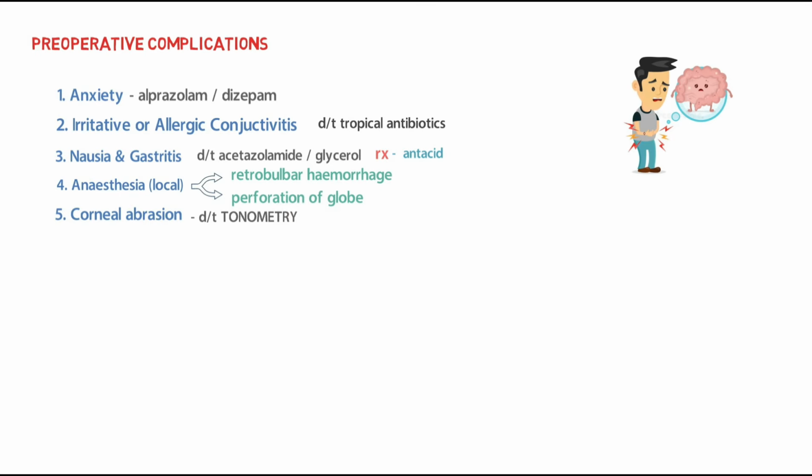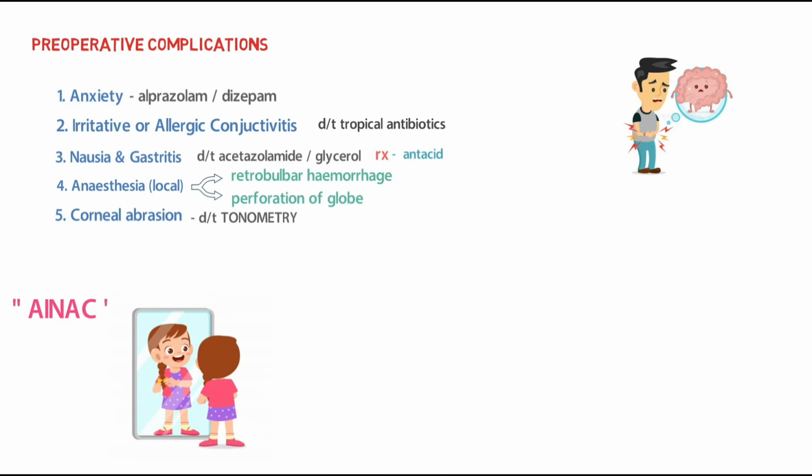Okay, so how can we remember the pre-operative complications? Yes, there is a simple mnemonic, that is AIIMS. What is AIIMS? It is a Hindi term, and the meaning of AIIMS is mirror. So, A for anxiety, I for irritative or allergic conjunctivitis, N for nausea and gastritis, A for anesthesia, that is local anesthesia, and C for corneal abrasion. So this is about pre-operative complications.